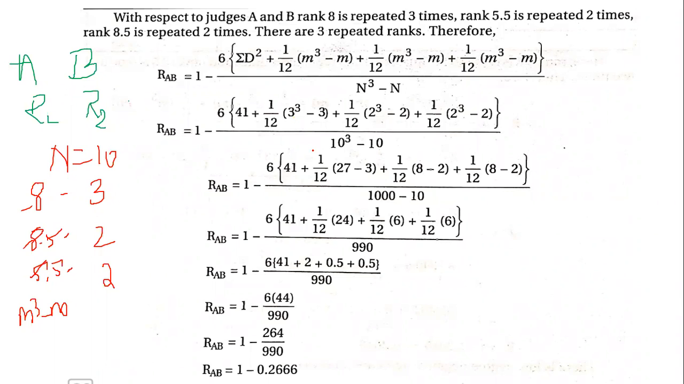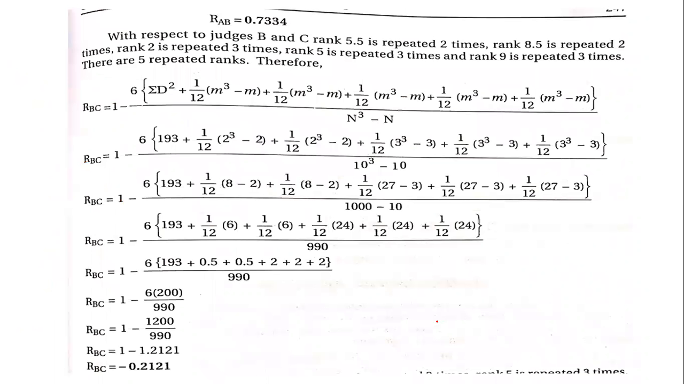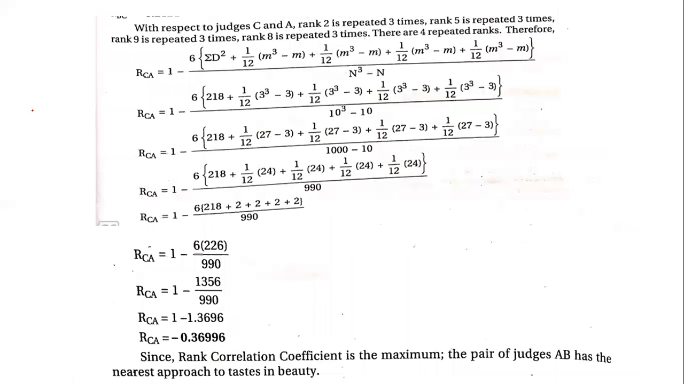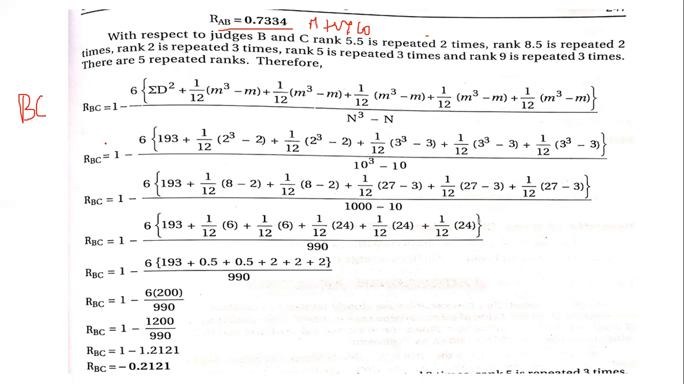Now if you go on and simplify this value, you will get the correlation value, which is here. Just find out the correlation and keep it here. If you see 0.7334, this comes under moderate positive correlation. Okay, so that is only for judges A and B. Now next again we have to solve for B and C, and then going further we have to solve for C and A. So this is for the 3 judges.